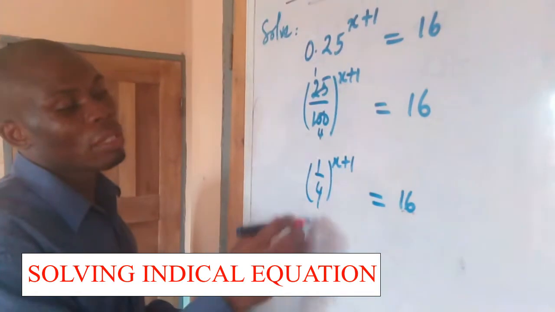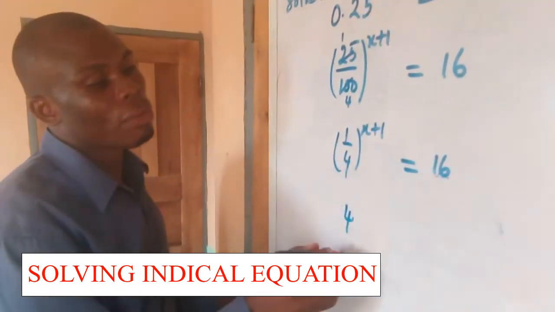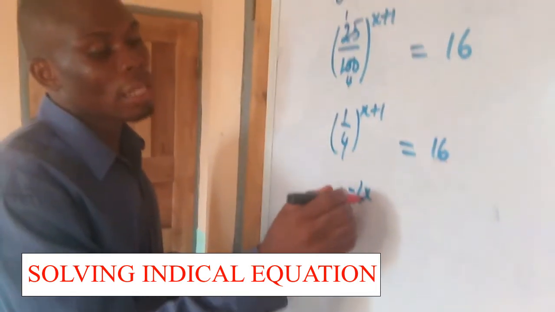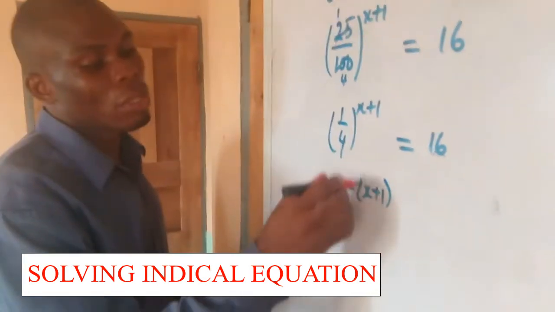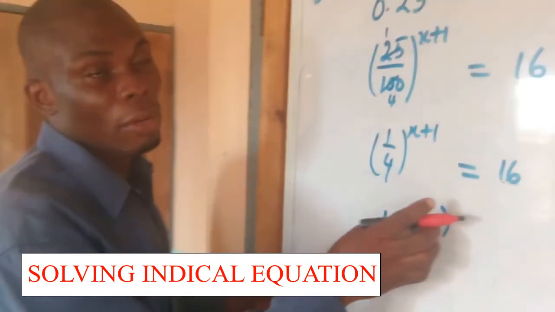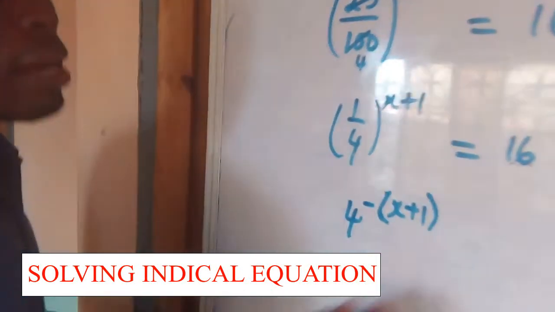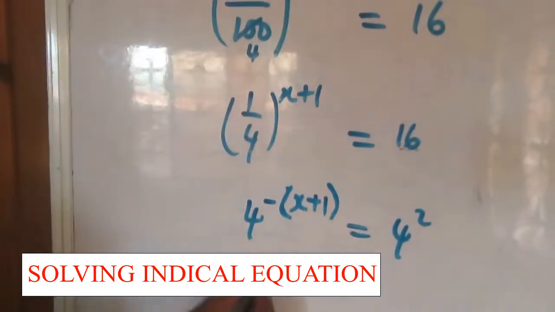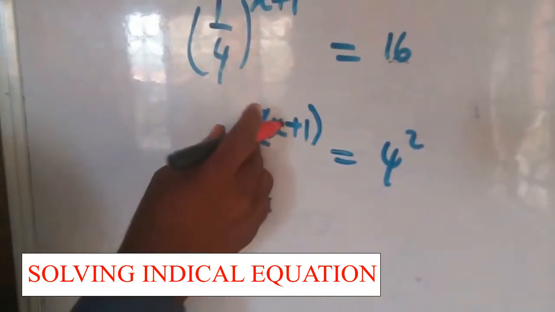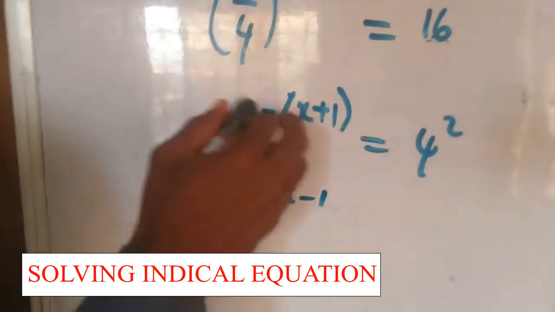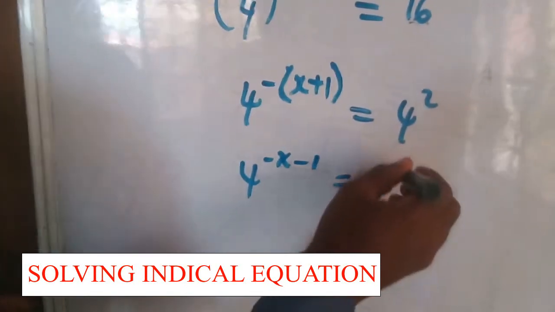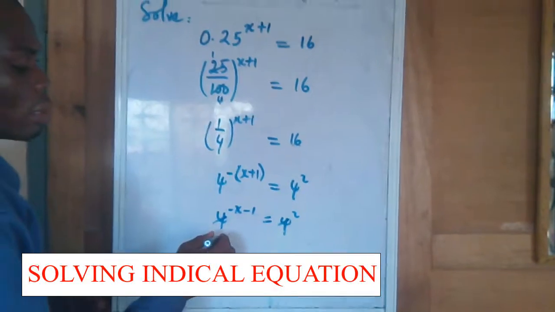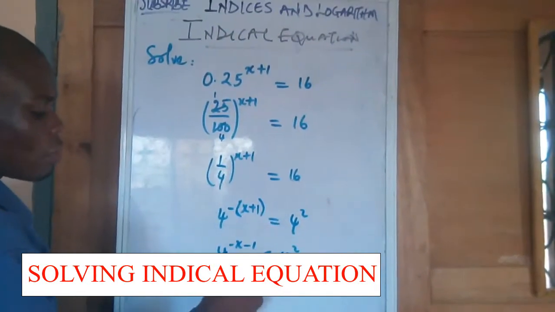So now this 1 over 4 can also be expressed as 4 raised to power minus, in brackets, x plus 1. So we are using brackets because the power is an expression, x plus 1. And 16 is going to give us 4 raised to power 2. So this will become 4 raised to power minus x minus 1, which equals 4 raised to power 2.